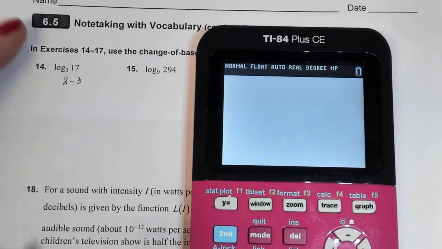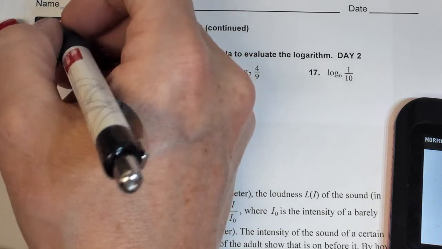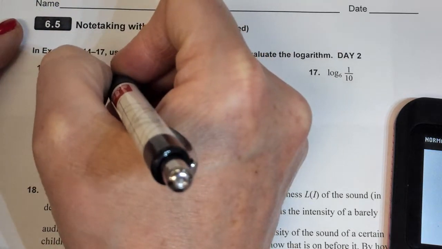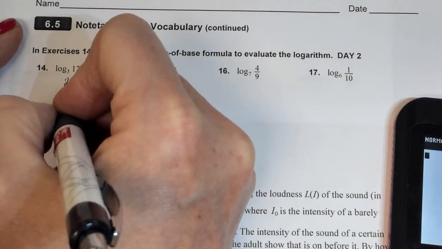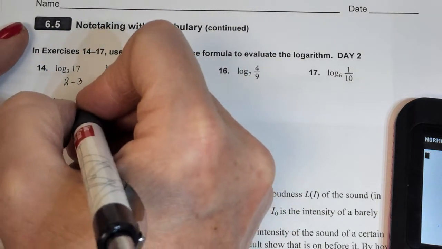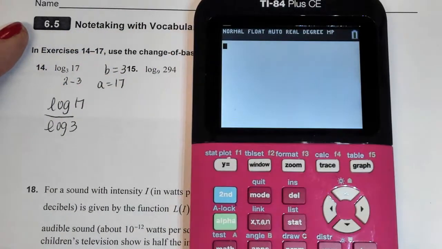So, we have our calculator. We use our change of base formula. This is going to be our base, so our B value is 3. Our A value is 17. And we can just type it in. Log 17 divided by log 3. Let's type it in. Log 17 divided by log 3.